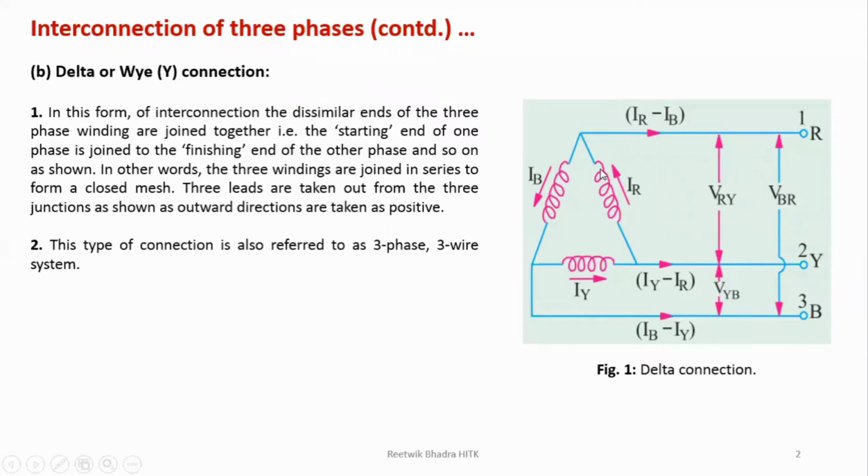This is a closed loop formed by three wires. So you have one wire which represents your R, the other Y, and the third one is your B. So it forms a closed loop over here, and terminals come outside from here, here, and here, and are connected to the loads. So how is this basically formed? We take the dissimilar ends of three-phase windings and connect with one another.